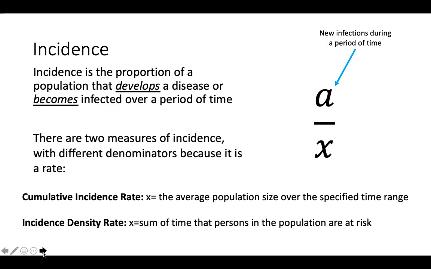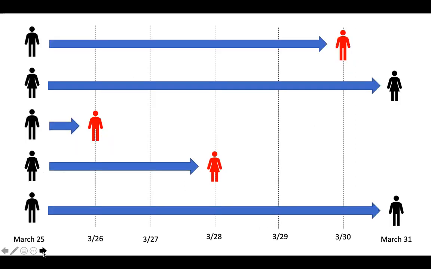The other measure is the incidence density rate, and I think this is the one that's least intuitive. In this measure of incidence, we're looking at the sum of time that persons in the population are at risk. That's our denominator. It's the sum of time. We've incorporated time into our measure. Like I said, I'm going to explain what these mean. So let's assume we have a population of 5 people, and on March 25th, none of them were infected.